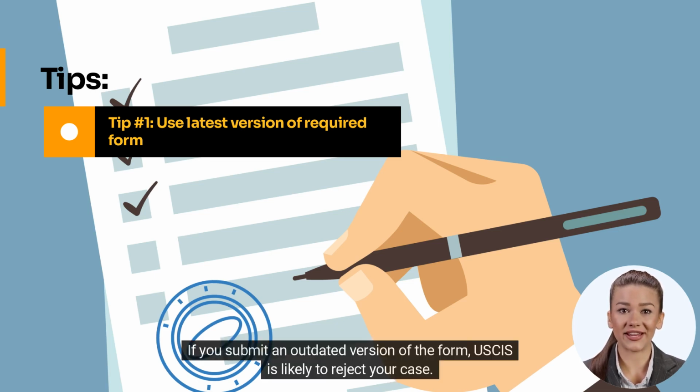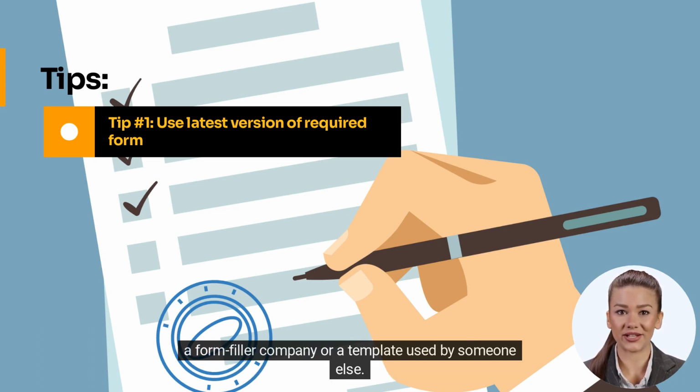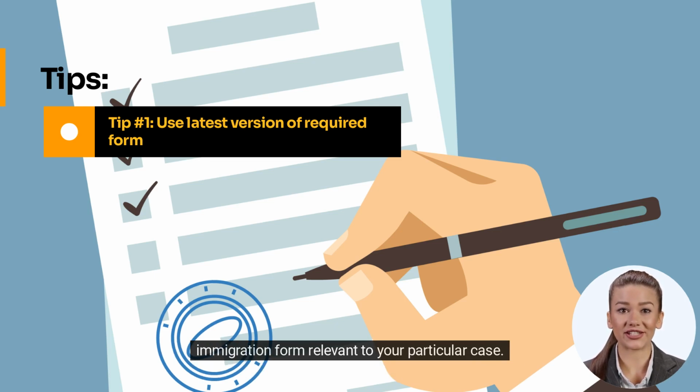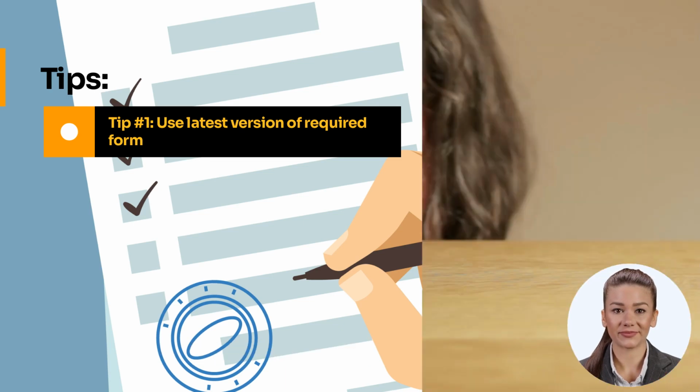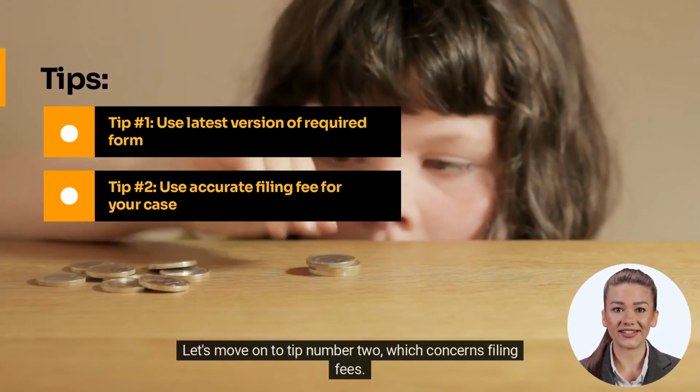If you submit an outdated version of the form, USCIS is likely to reject your case. Be sure to access the latest immigration form directly from the Immigration Services website and not from a form filler company or a template used by someone else. Remember, tip number 1 emphasizes the importance of using the correct and most recent version of the immigration form relevant to your particular case. Let's move on to tip number 2, which concerns filing fees.